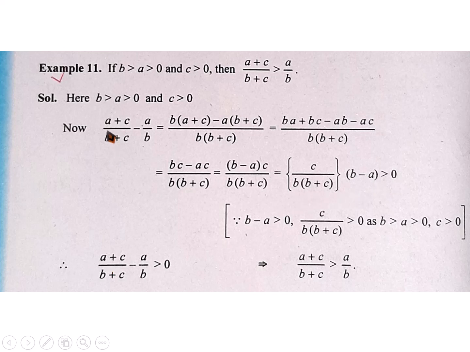When this product is positive, therefore the left hand side is positive. Taking a over b, a plus c over b plus c minus a over b is positive, and taking this on the right side, we get a plus c over b plus c is greater than a over b.